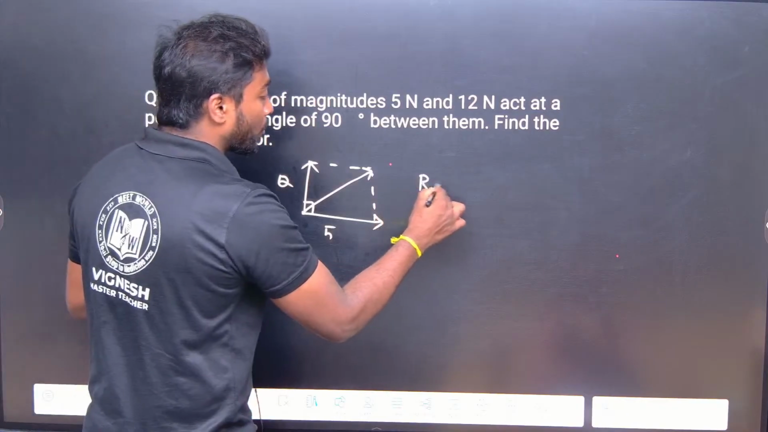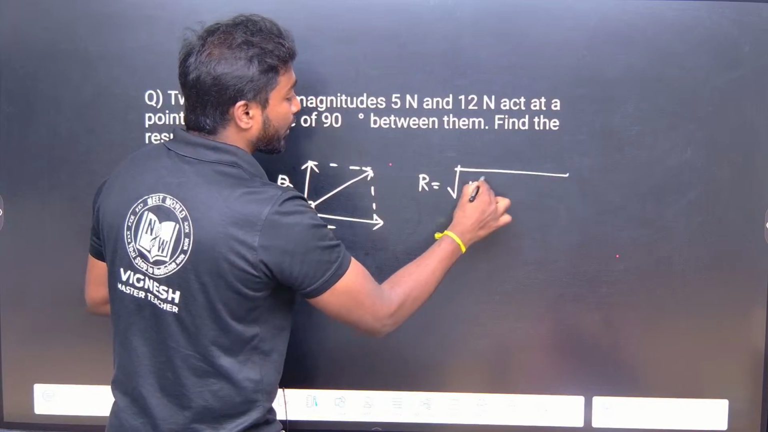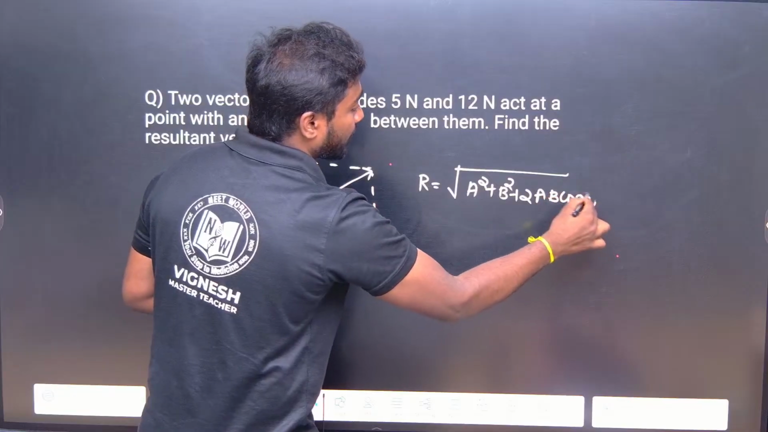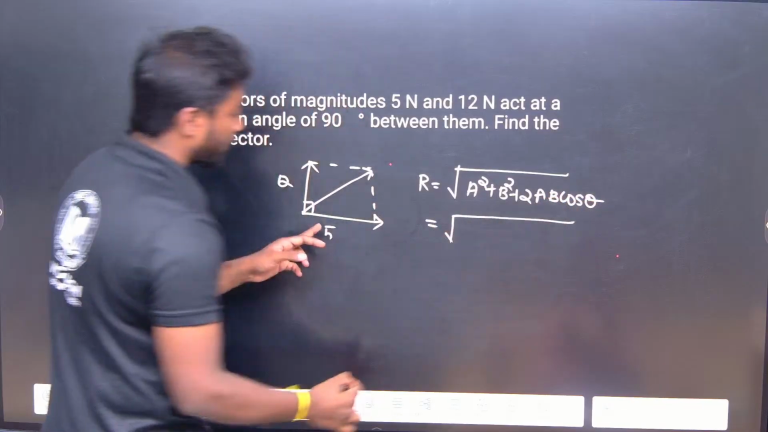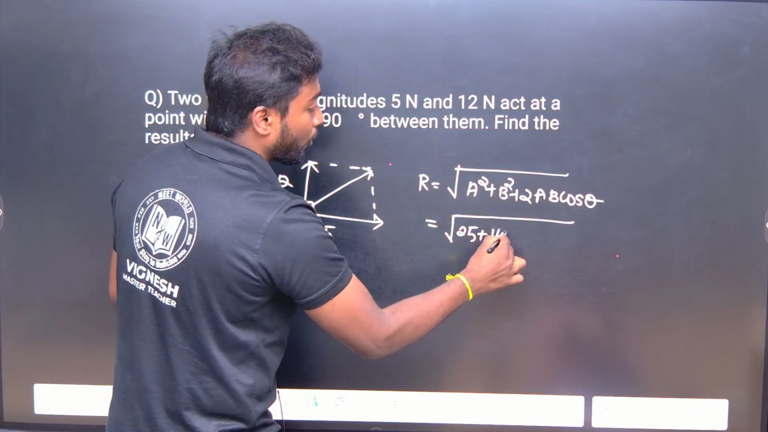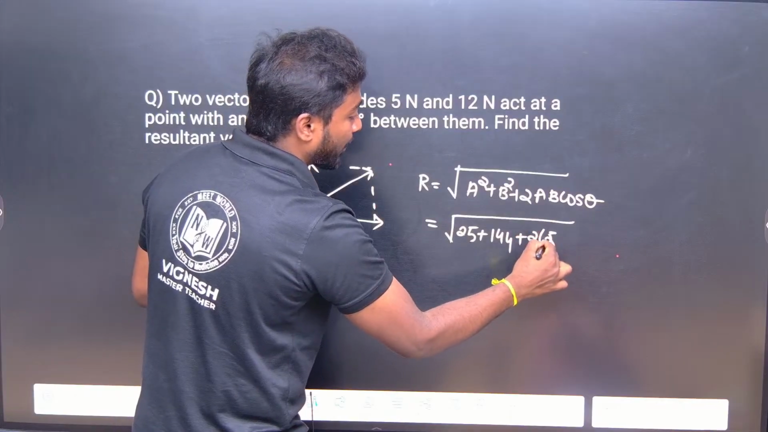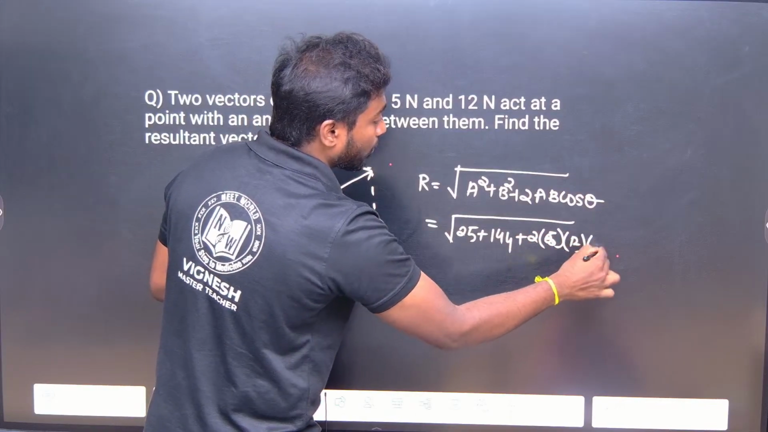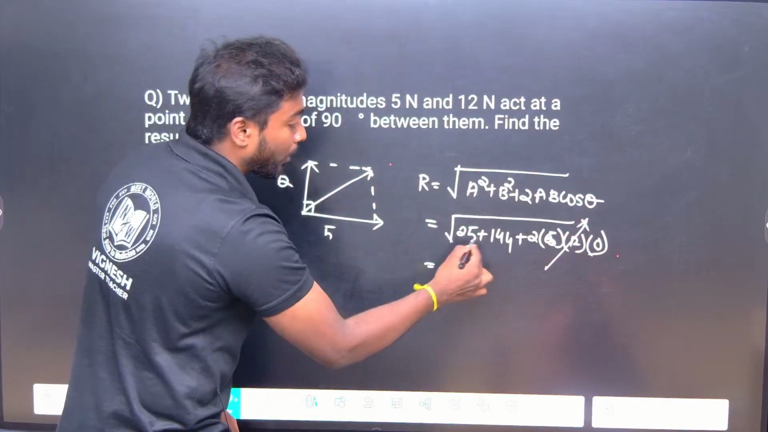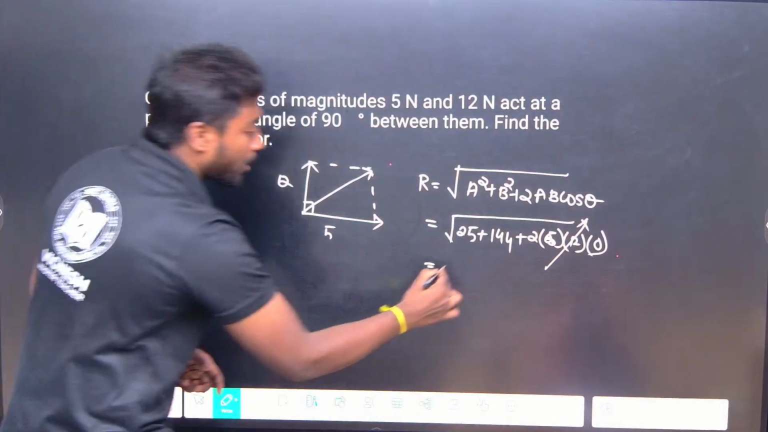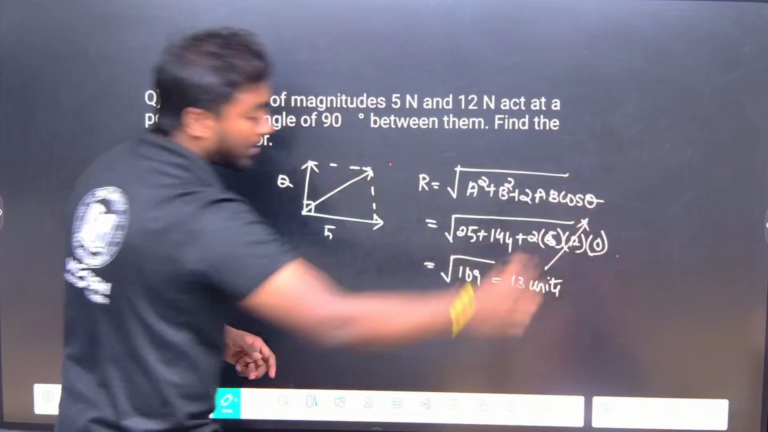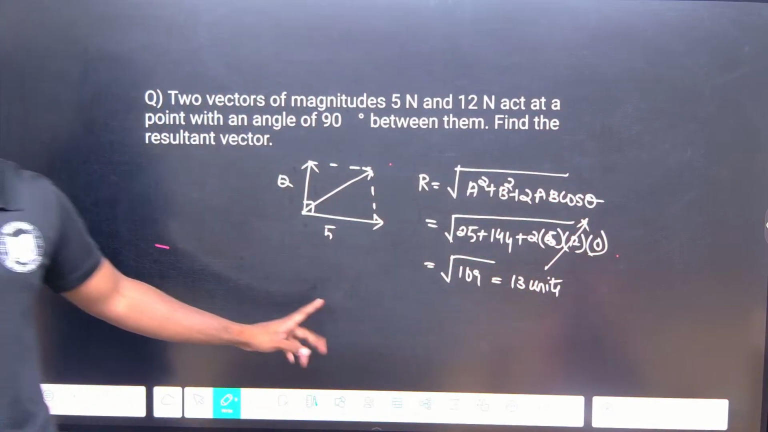So R will be equals to under root of a square plus b square plus 2ab cos theta. So what is a? 5. 25, B square 144 plus 2 into 5 into 12 into cos 90, 0. So this total term will become 0. And this one 144 plus 25 169. Root 169 is 13 units. Right? 13 units. Done. Any doubts in this?